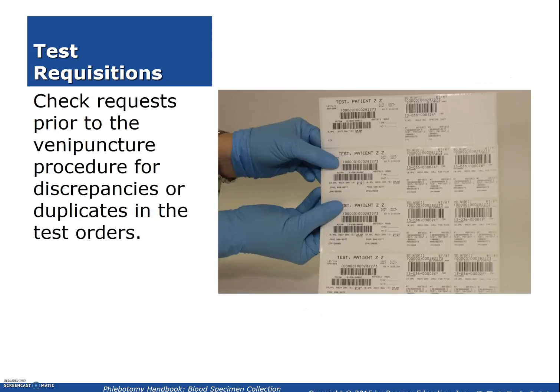We're going to check requests prior to the venipuncture procedure for discrepancies or duplications in tests ordered, and these are test labels we would get for our patient. And these smaller labels would be the labels that go on our actual specimen.